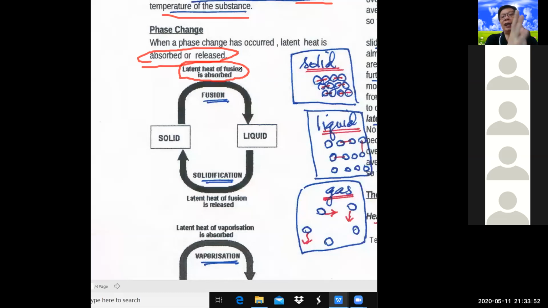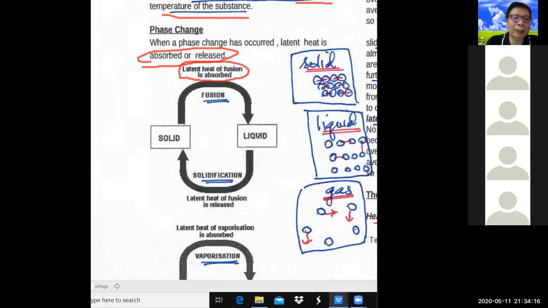Okay, let me clarify to you. Fusion means change from solid to liquid. Then from liquid change to gas, that one is vaporization. So there are two types of latent heat: latent heat of fusion and latent heat of vaporization. Okay, now you look at here first.